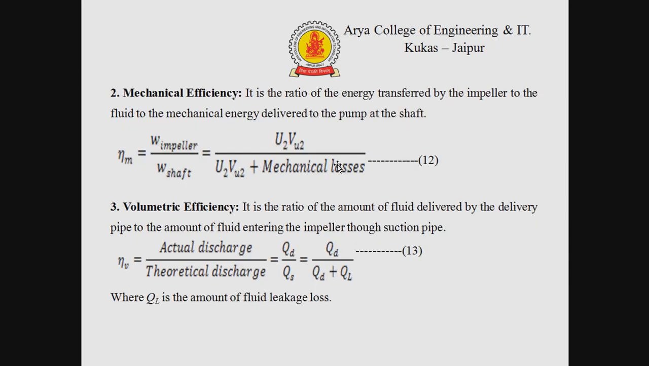Second is mechanical efficiency. It is the ratio of the energy transferred by the impeller to the fluid to the mechanical energy delivered to the pump at the shaft, as shown by equation 12. Third one is volumetric efficiency. It is the ratio of the amount of fluid delivered by the delivery pipe to the amount of fluid entering the impeller through the suction pipe, as shown by equation 13, where QL is the amount of fluid leakage loss.